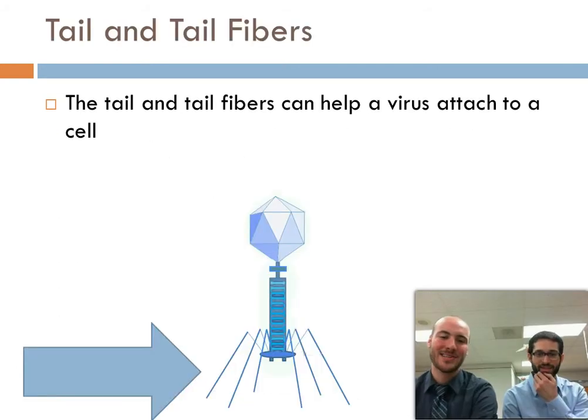Then some viruses have what's called a tail and tail fibers, which help a virus attach to the cell. That doesn't even look like a virus really, does it? No. It looks like a robot. It looks like something from Star Wars. Or Transformers. Some people are shocked to find that a lot of viruses, especially those that infect bacteria, look like these robot type things.